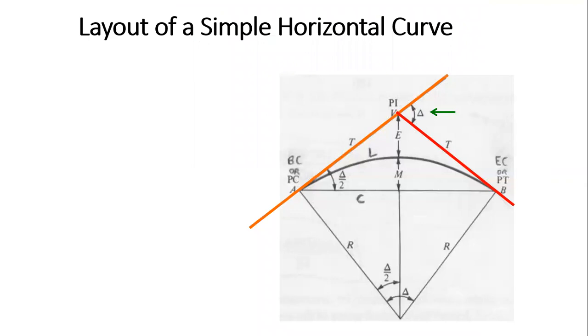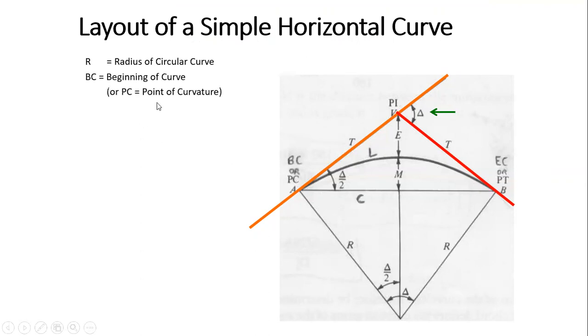So ito yung typical layout of a simple horizontal curve. So we have here the following variables or parameters. So R, which represent the radius of the circular curve. So from the center, okay, to any point ng sa curve natin, no?